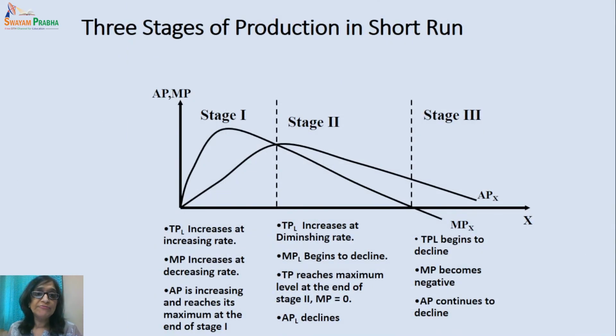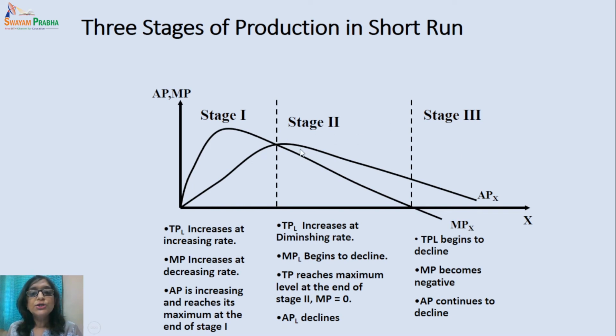Let us see this graphically now. As I told you, the first stage is the stage of increasing returns in which your total product is rising. MP is also rising. This particular graph is marginal product. MP becomes maximum and it starts declining only in stage 1. Average product rises, becomes maximum, and when the average product becomes maximum, that is the end of stage 1. Then you go to stage 2.